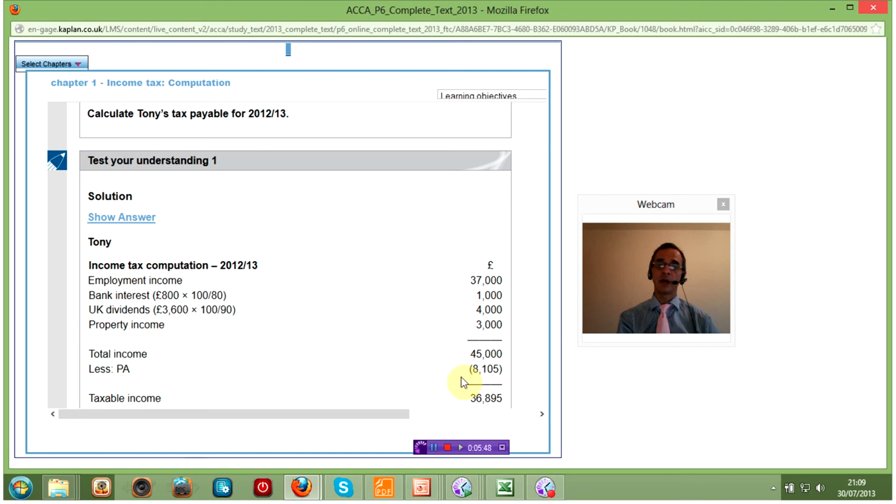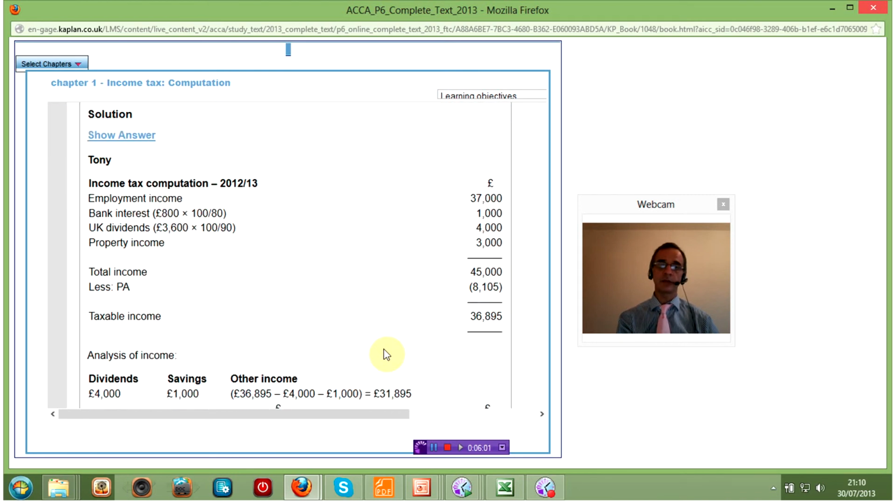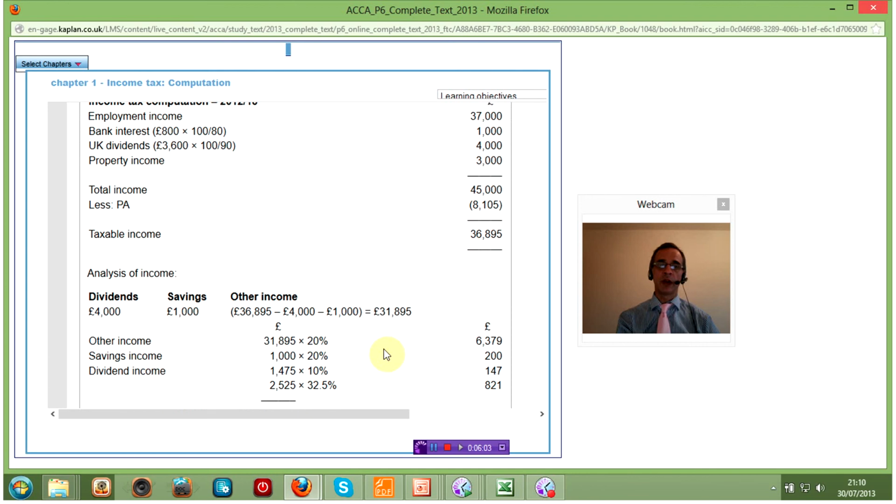And what we have here is what we call the personal allowance. So when we've calculated total income, we simply deduct the free pay allowance from total income to get what we call the taxable income. Okay. Now, what they've done is that they've looked at the rates for dividend, interest, and also employment income, and they basically split the rates over that income.